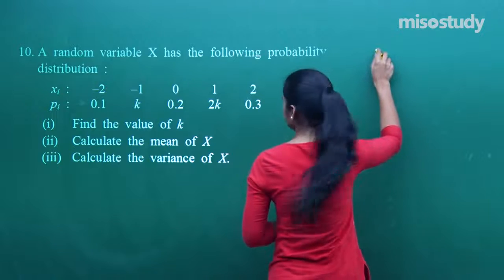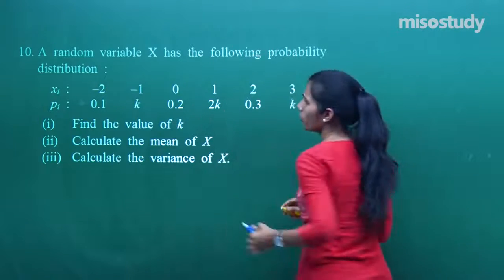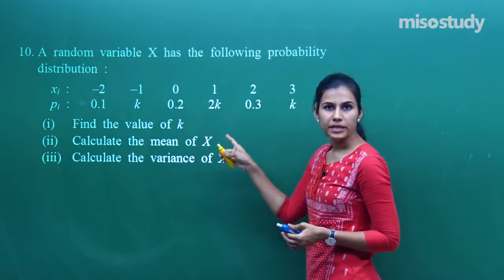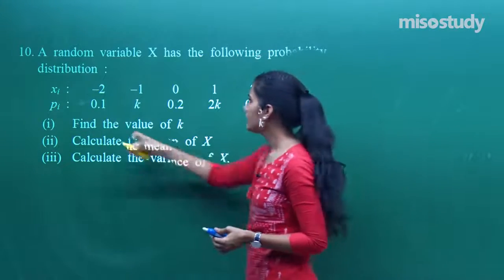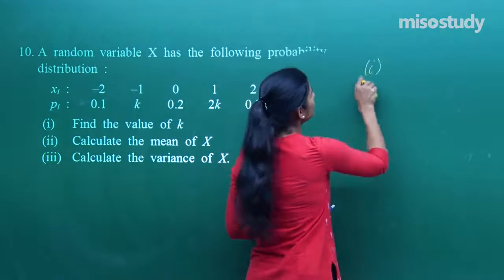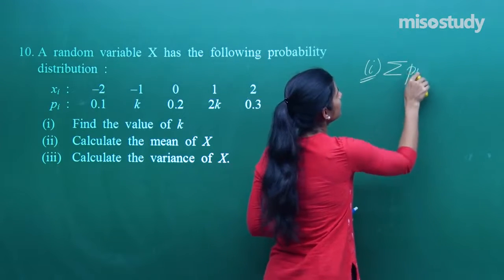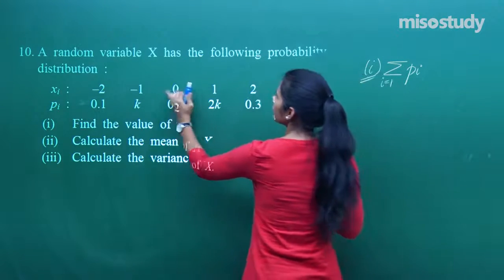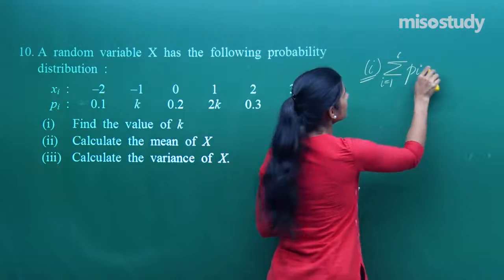Here, this happens to be your probability distribution of capital X. This can only be my probability distribution when the sum of pi's is equal to 1. So if this is my probability distribution, clearly summation pi, i running from, how many values are there? 1, 2, 3, 4, 5, 6. So 1 to 6 is 1.